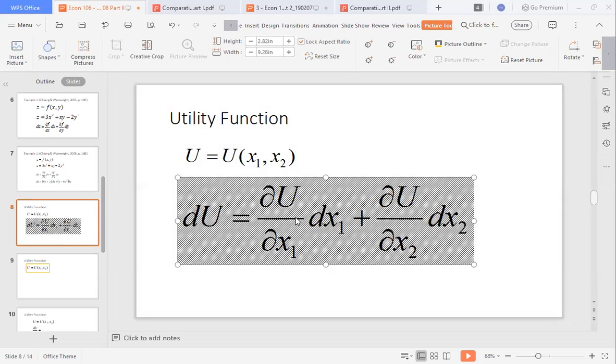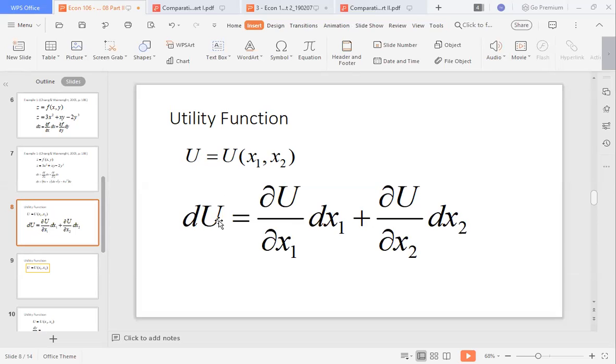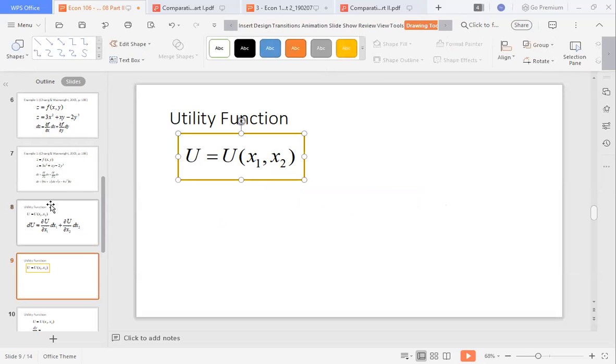So it means to say that getting the total utility from consuming another unit of these goods would be equal to du. So again, du is our total utility, du is our total differential. And again, you're familiar with this one already. Du is partial u partial x sub 1 multiplied by dx sub 1 plus partial u partial x sub 2 dx sub 2.